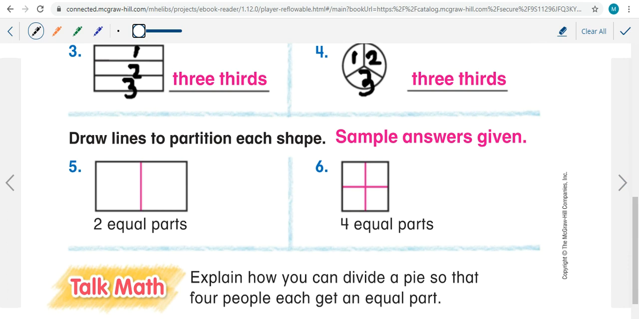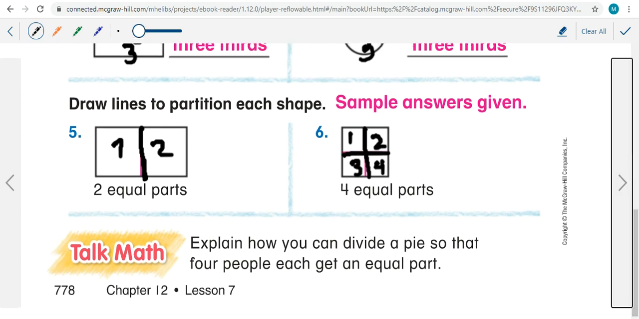Now, number 5, draw lines to partition each shape. Now, 2 equal parts, that means that the shape has to have two parts. One, two parts. So you're going to draw a line right in the middle to find two equal parts. Four equal parts, that means that you're going to divide the shape into four parts. 1, 2, 3, and 4. Okay, next page.